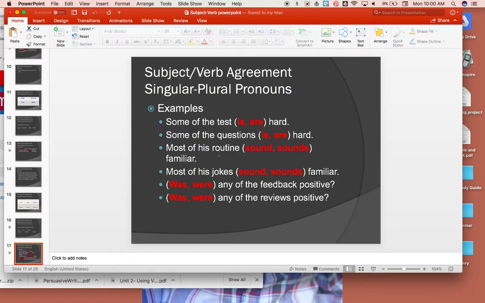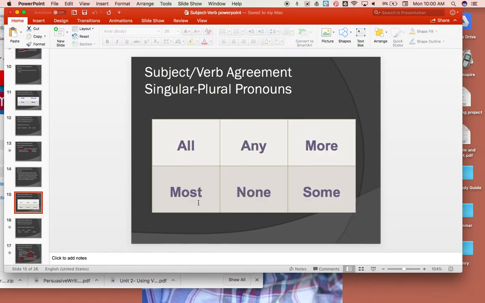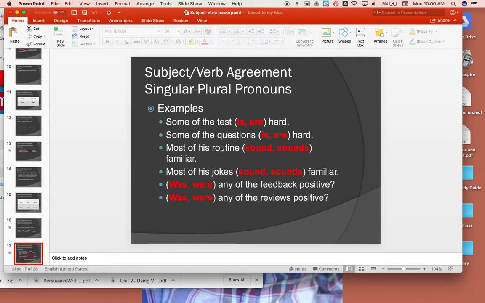Okay, most of his routine. Of his routine is a prepositional phrase. Then I'm going to look at most as my subject. Let's look at our chart. Well, there's most. It's singular or plural. So I have to look at my object. My object is routine. It's singular, which makes most singular, so I'm going to choose a singular verb, sounds. Most of his jokes. Well, there's most again. I know that it can be singular or plural. So I'm going to put of his jokes in parentheses. I'm going to look at the object, which is jokes. It's plural, which means most is plural. So I'm going to choose the plural verb, sound.